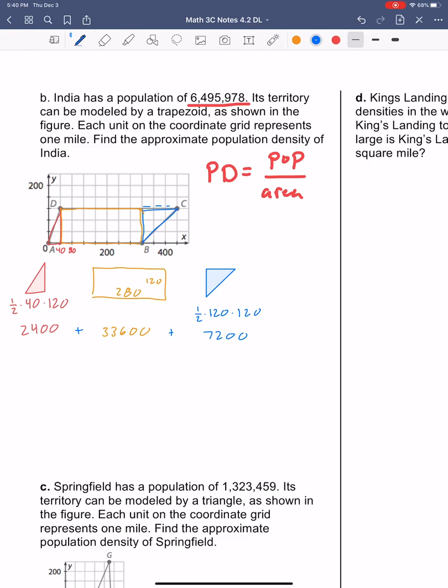And I'm going to end up with 43,200. So to find the population density, we're going to have the population, which is 6,495,978, divided by adding those three pieces up, gives me 43,200. And I can divide here, I end up with approximately 150 people per square mile.